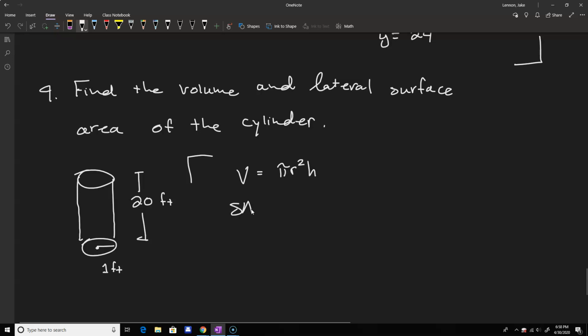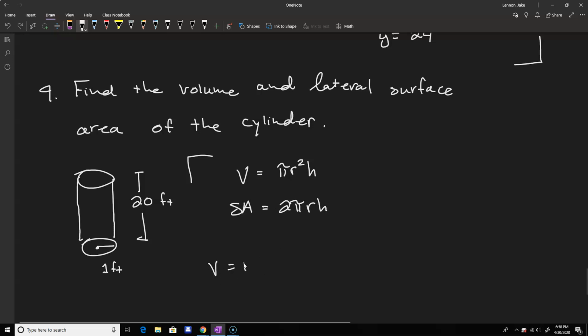And the lateral surface area, basically, if you could imagine cutting the cylinder and unwrapping it, it would turn into a rectangle where the height is going to be one of the sides, and then the base of that would actually be the circumference of the circle. So this would just be 2 pi r h. So we can plug our numbers into each one of those formulas.